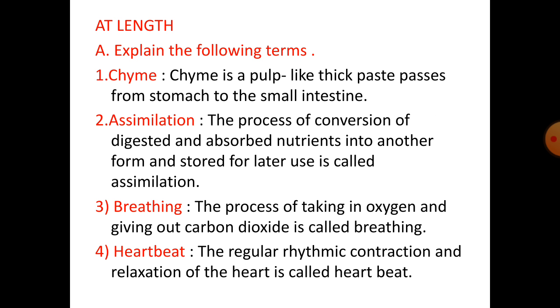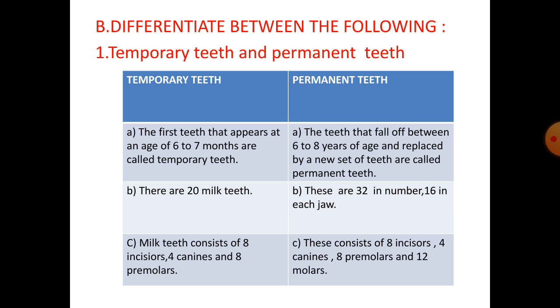Assimilation. The process of conversion of digested and absorbed nutrients into another form and stored for later use is called assimilation. 3. Breathing. The process of taking in oxygen and giving out carbon dioxide is called breathing. Heartbeat. The regular rhythmic contraction and relaxation of the heart is called heartbeat. B. Differentiate between the following: temporary teeth and permanent teeth.